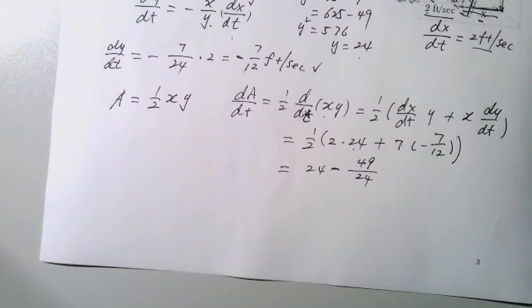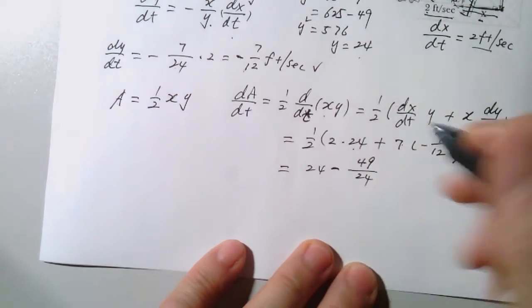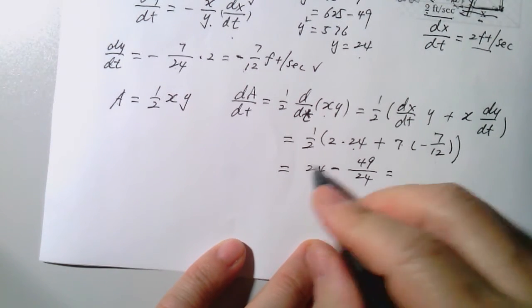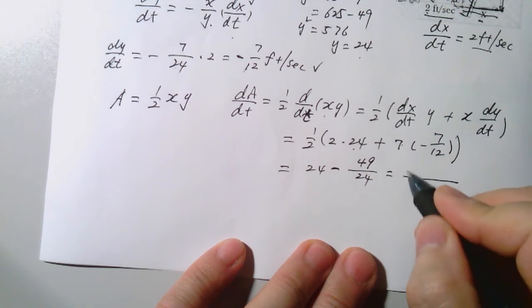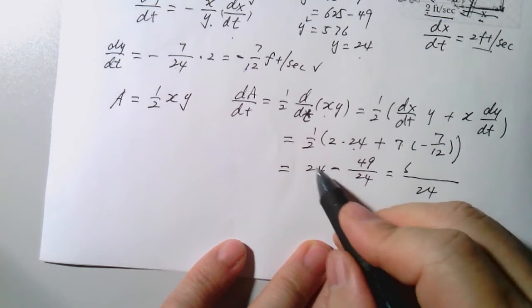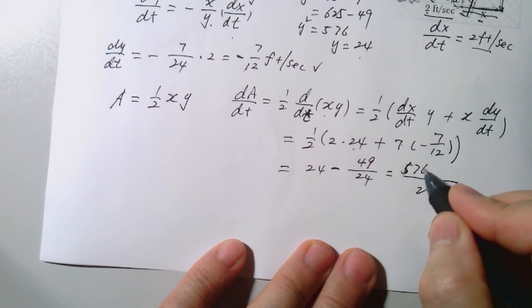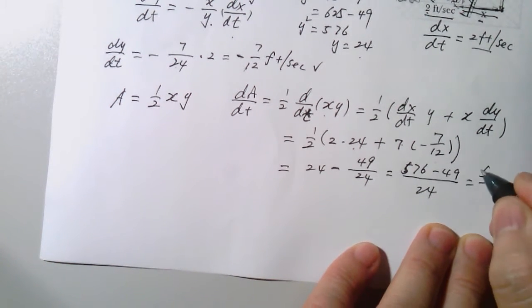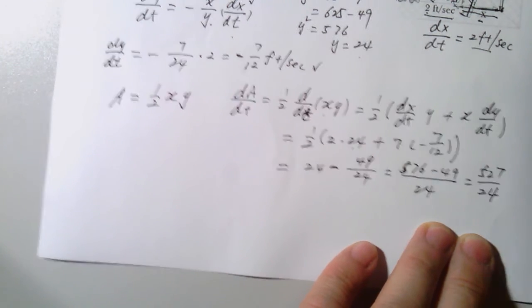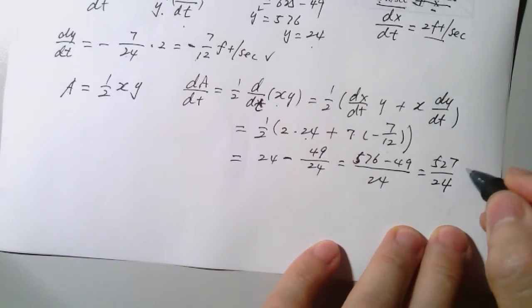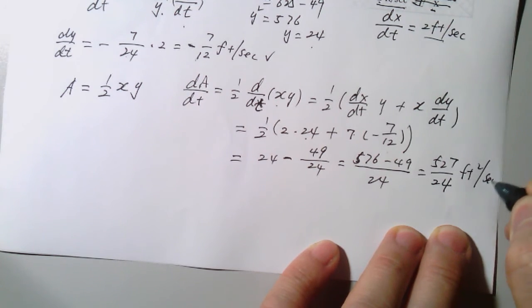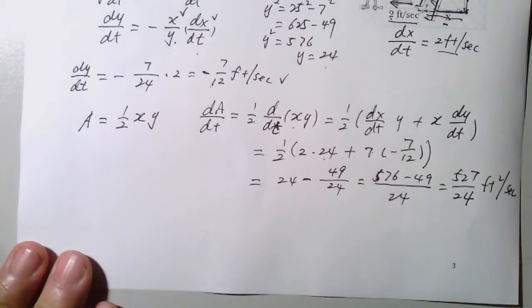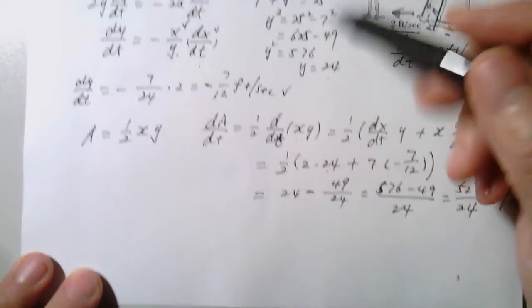Okay, 24. So all you need to do is go ahead and find this here, 24, and that means you got 24 squared, which is 576, minus 49. Okay, so 576 minus 49, that's 527, divided by 24. That's the area change rate. That's in square feet per second. Okay, and so now we found the area change rate.